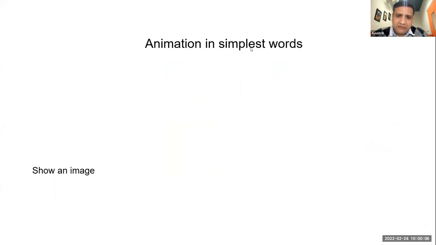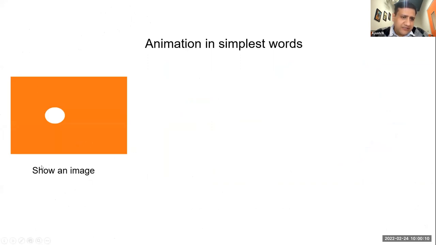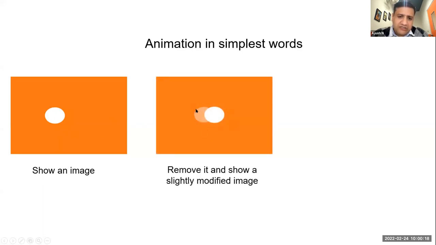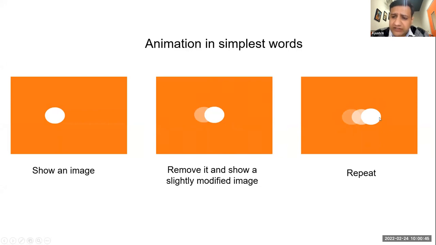In the simplest possible terms, what animation looks like is this. On the screen, we show an image. Then we remove the image, but the image stays in our retina for just that little bit of time. During that time, we show a new image which is slightly different from the earlier image. Not drastically different, just a little bit different. So the brain thinks that the first image has moved to the second place. The object has moved. And we repeat this again and again, and our brain thinks that things are moving. This is the principle of persistence of vision, which is used in films, videos, and animation.